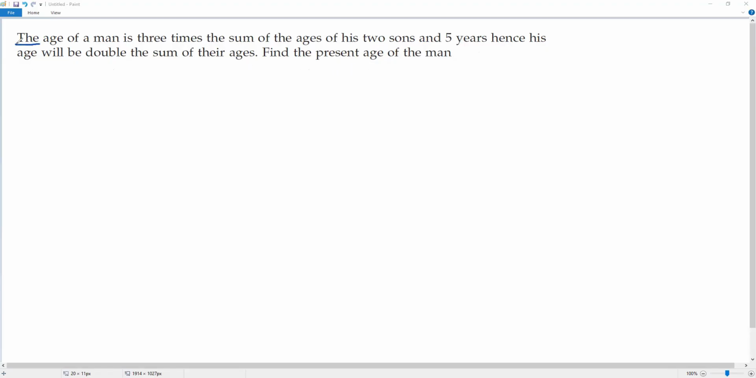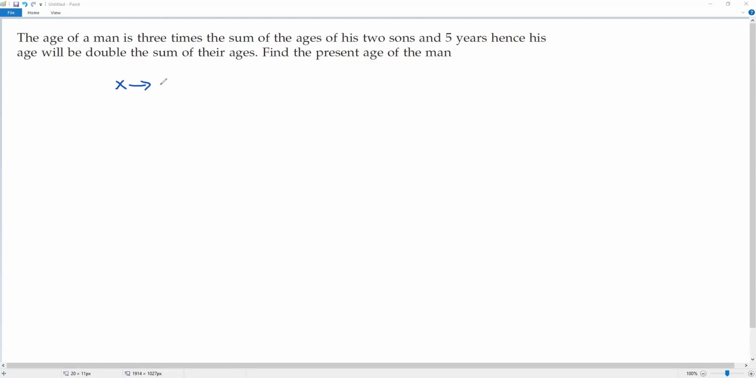Okay, let's consider the first piece of information we have over here. The age of a man is 3 times the sum of the ages of his two sons. Since this is a present form verb, the age of a man given over here is the present age of the man, and the sum of the ages of two sons given over here is the sum of the present ages of two sons. And our aim is to find the present age of the man.